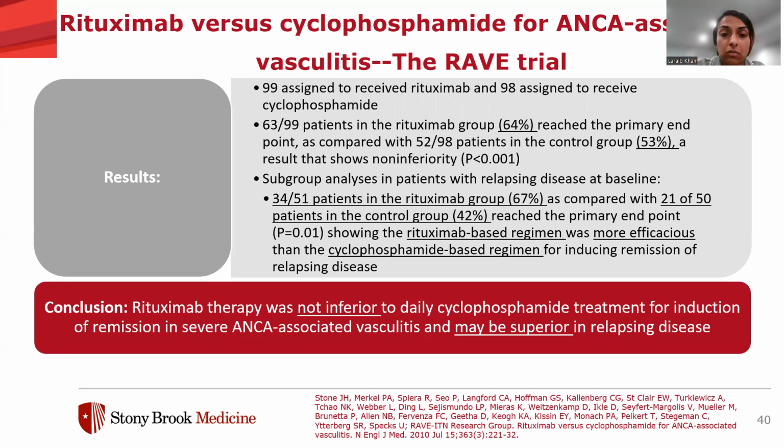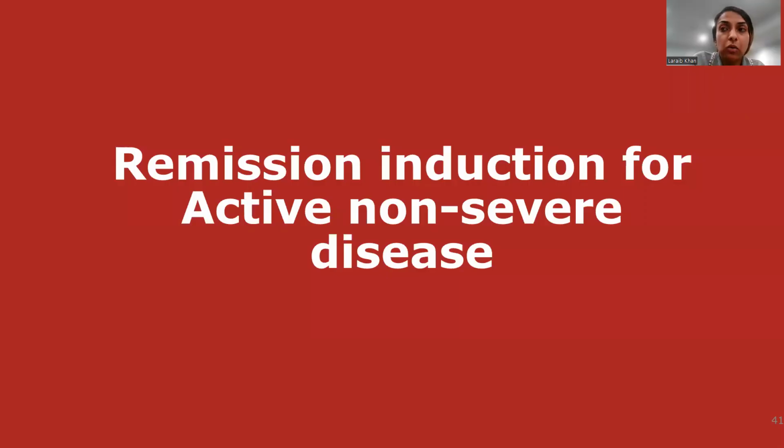There was also a subgroup analysis in the patients with relapsing disease at baseline, and 67% of patients in the rituximab group compared to 42% reached the primary endpoint. That showed that rituximab-based regimens were actually more efficacious than the cyclophosphamide-based regimens for inducing remission in patients that had relapsing disease. In conclusion, rituximab therapy was not inferior to daily cyclophosphamide, and rituximab may be superior in patients that have relapsing disease. Now we're going to talk about remission induction for active non-severe disease.